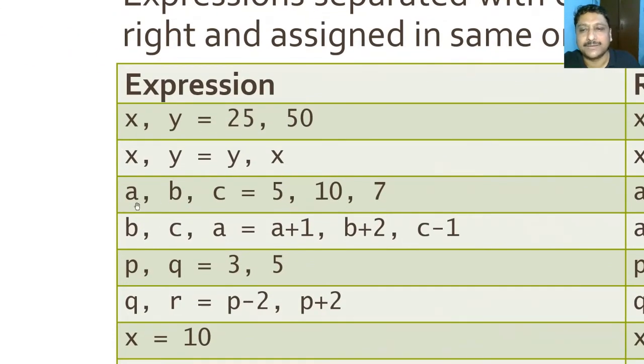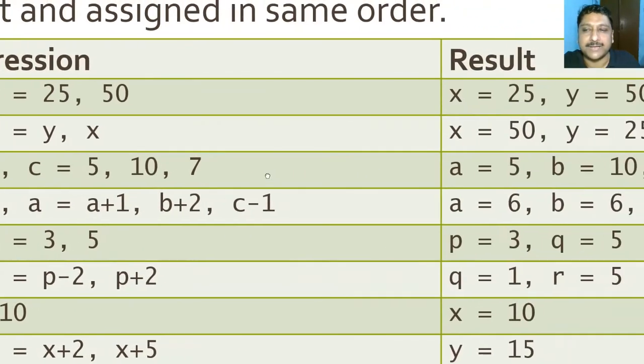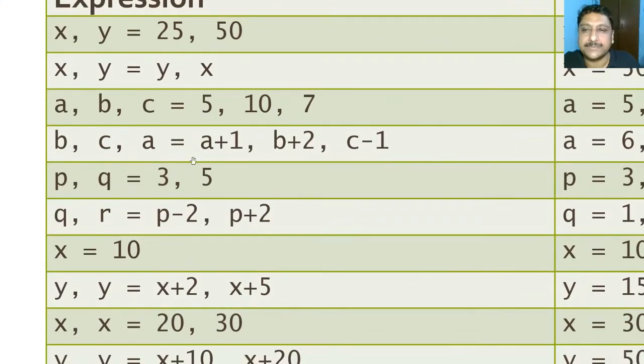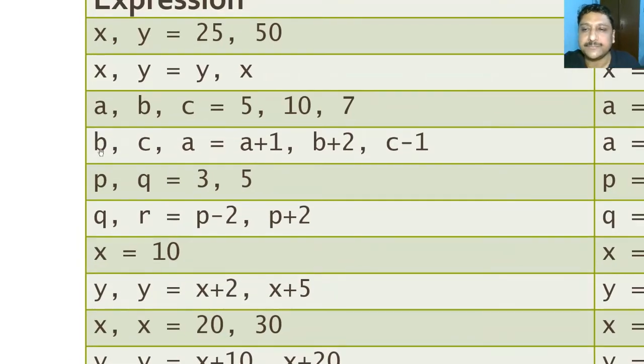Now A, B, C equals to 5 comma 10 comma 7. Then A will become 5, B will become 10 and C will become 7. Similarly, see the expression given here: B, C, A, then A plus 1. Previously the value of A is 5, and plus 1 means the value of B will become 6. Then B plus 2, the value of B is 6.